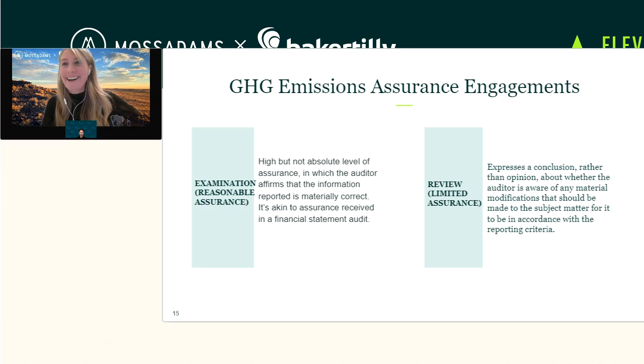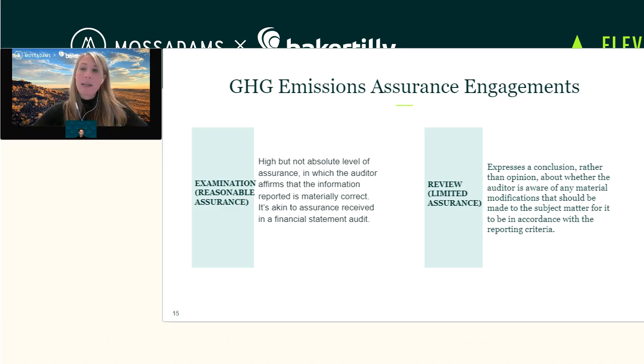Asterisks again, which I'll cover on our CARB update slide, but written in the Senate bill is the requirement for limited assurance. For those of you that have maybe a financial statement background, we associate limited assurance very similarly with a review of financial statements versus an audit, which we refer to as an examination in this space.